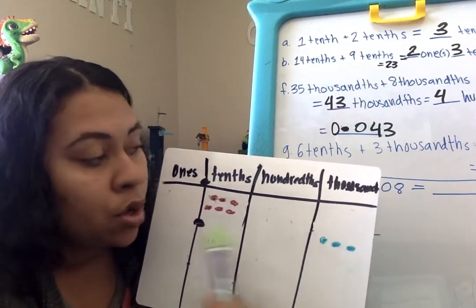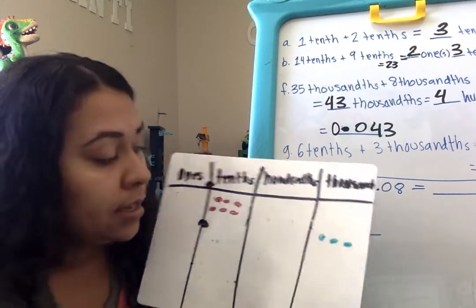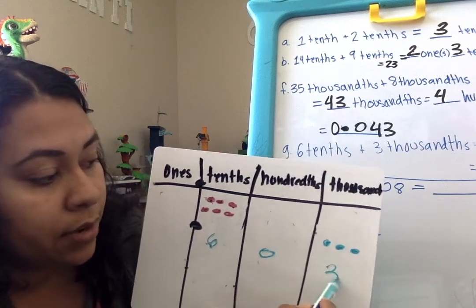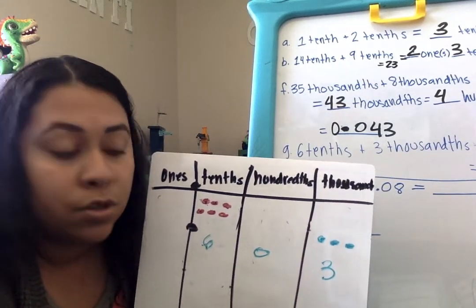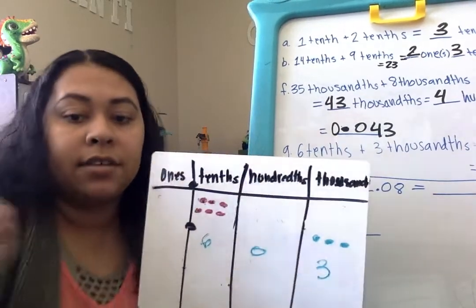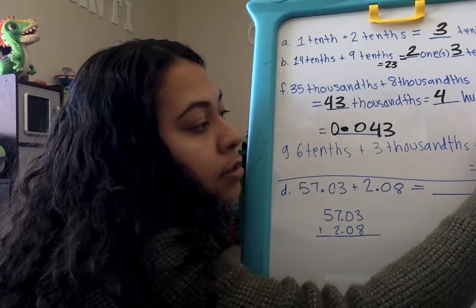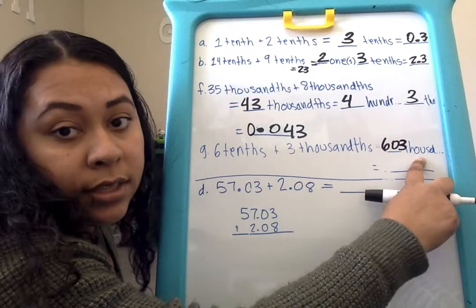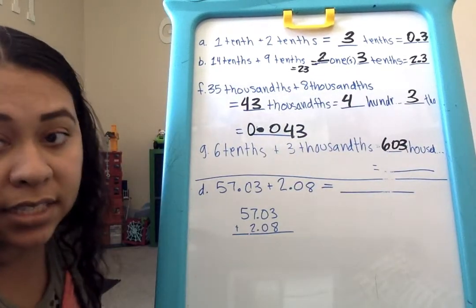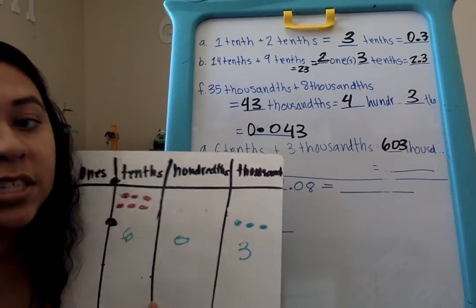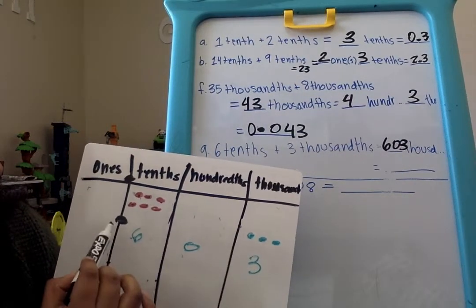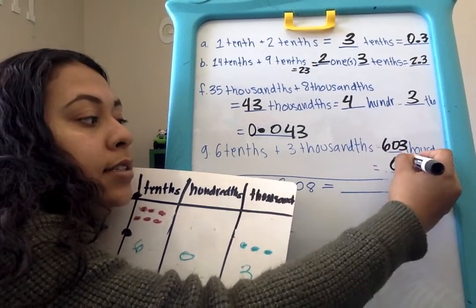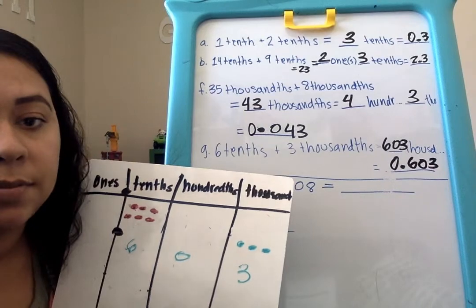So now, total, how many thousandths is that? So we have 6 tenths, 0 hundredths, 3 thousandths. So we would have a total of 603 thousandths. So you would plug that in right here, 603 thousandths, okay? Then write it in standard form, just how it looks on your place value chart. So we have 0 ones, decimal, 603 thousandths. So 0 decimal 603 thousandths.